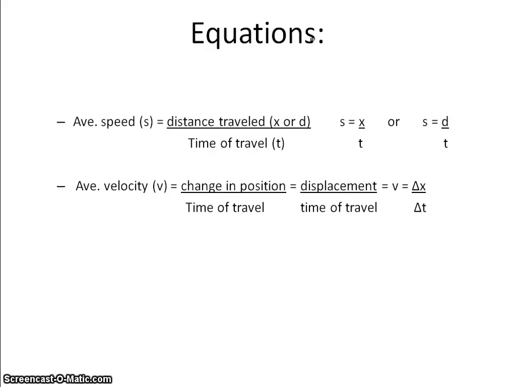And here are your equations for this. Your average distance, or average speed, excuse me, is the distance traveled, so your x, or your d, and speed is x divided by t, the time it takes you to travel. This is the equation I believe that is in your equation sheet. You guys will get this. Average velocity, on the other hand, deals with our change in position, or our displacement.